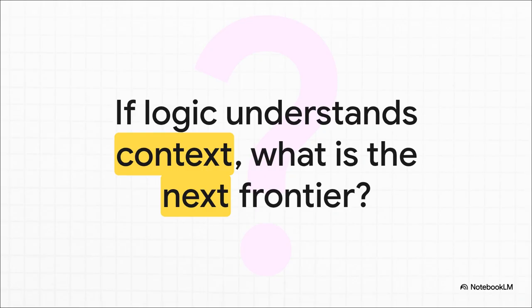So that leaves us with a pretty big final question to think about. We're getting closer and closer to teaching machines not just to crunch words, but to actually understand the stories and the context behind them. So if we can really pull this off, if we can teach logic the nuance of a situation, what's next? What's the next frontier for how we talk to and work with the machines we're building?